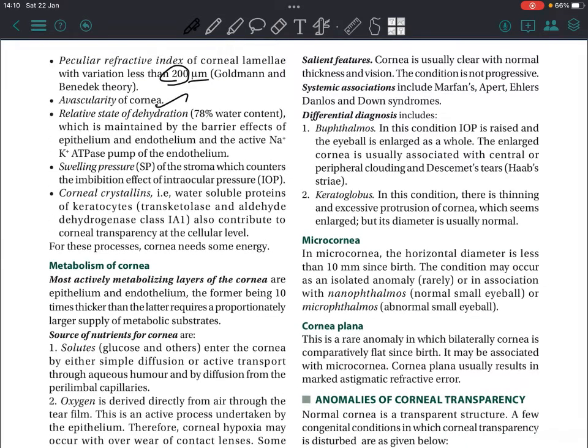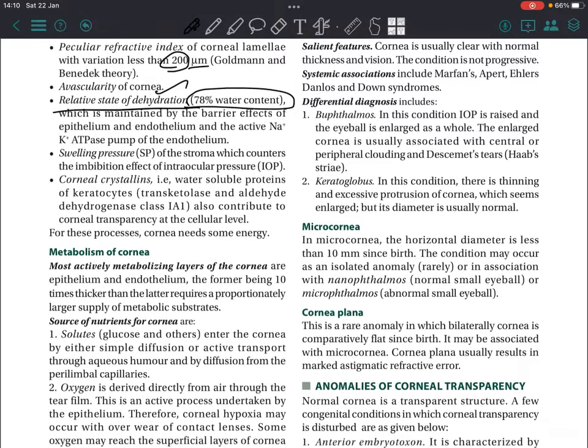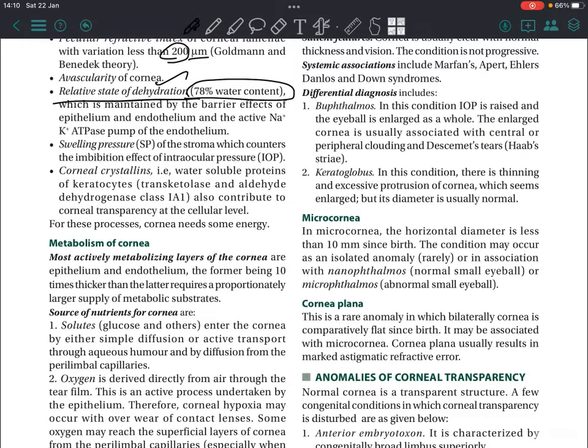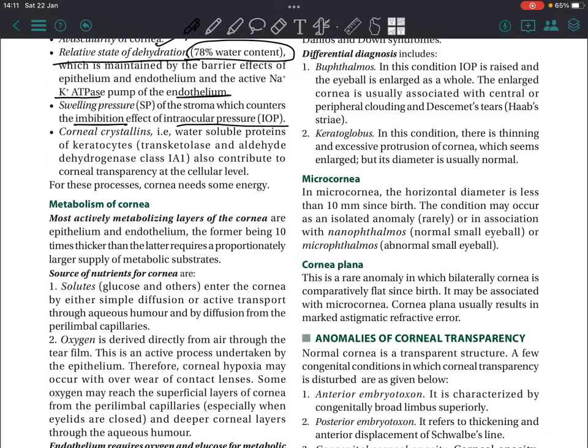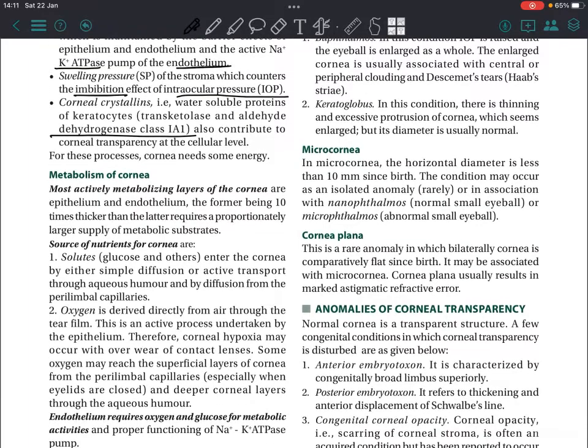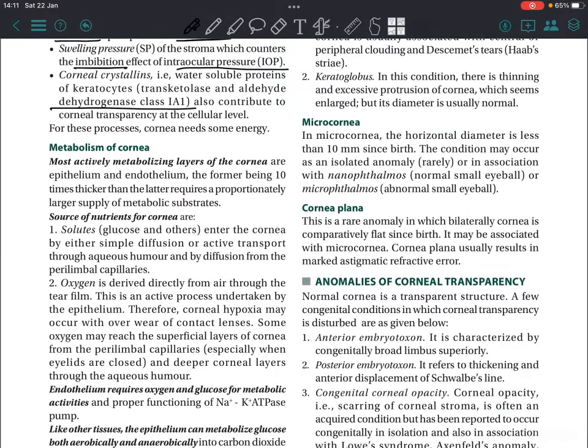Avascularity of cornea. Relative state of dehydration, 78% water content, is maintained by the barrier effects of epithelium and endothelium and the active Na+ ATPase pump of the endothelium. Swelling pressure of the stroma counters the imbibition effect of intraocular pressure. Corneal crystallins, that is, water-soluble proteins of keratocytes, and transketolase and aldehyde dehydrogenase class 1A1 also contribute to corneal transparency at the cellular level.